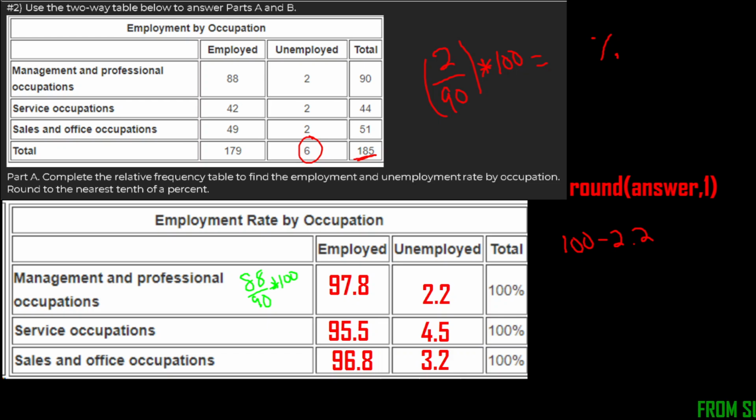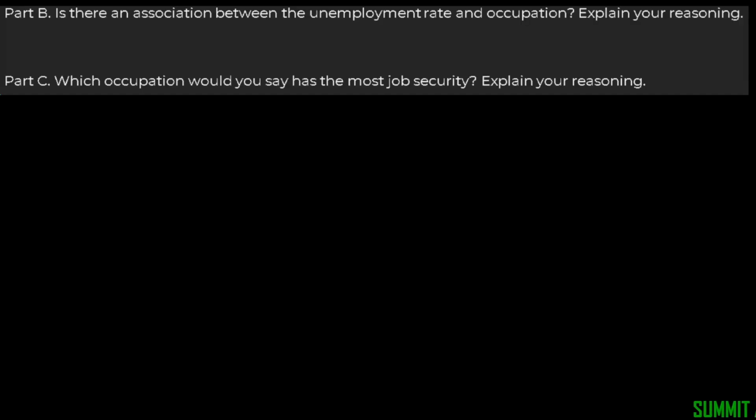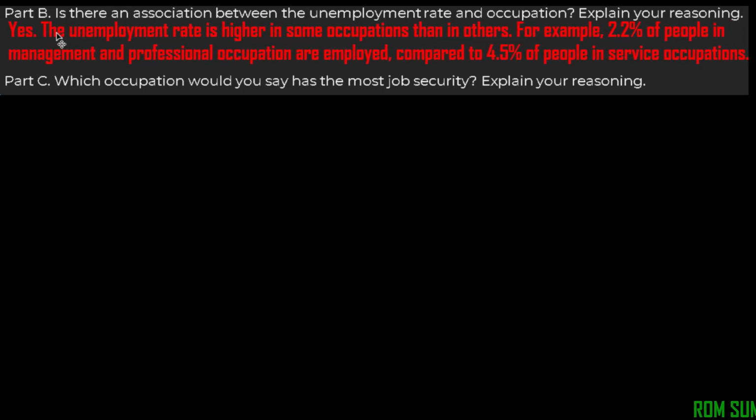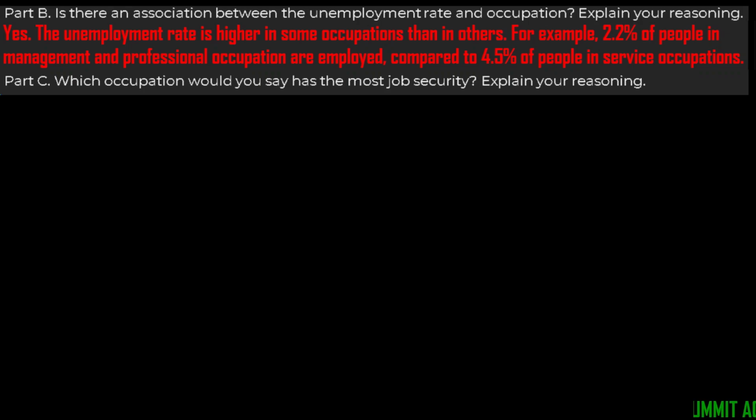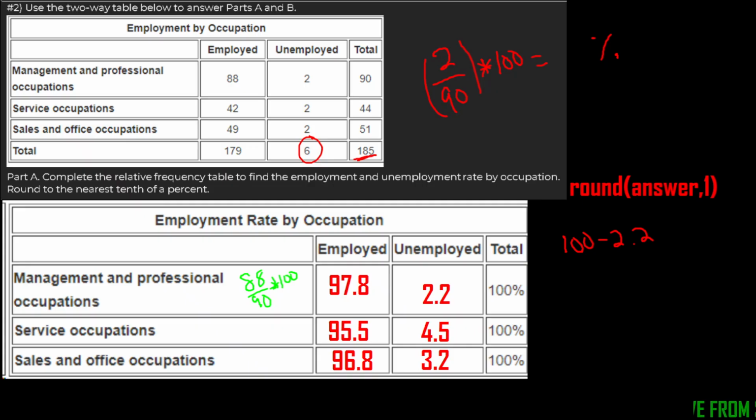All right, now that we have the table filled out, let's come up with some answers here. For part B, it says, is there an association between the unemployment rate and occupation, and explain your reasoning? We're going to say yes, the unemployment rate is higher in some occupations than in others. For example, 2.2% of people in management and professional occupations are unemployed compared to the 4.5% of people in service occupations. Make sure those numbers match up with what we were saying.